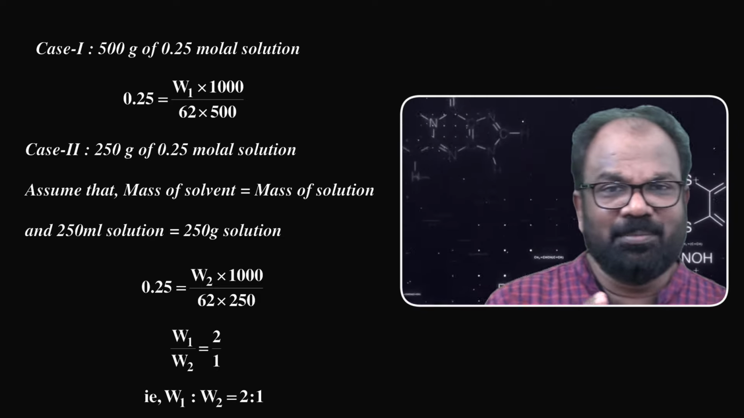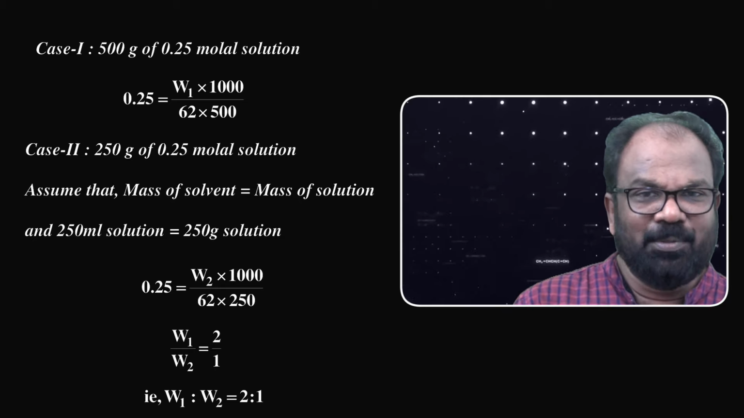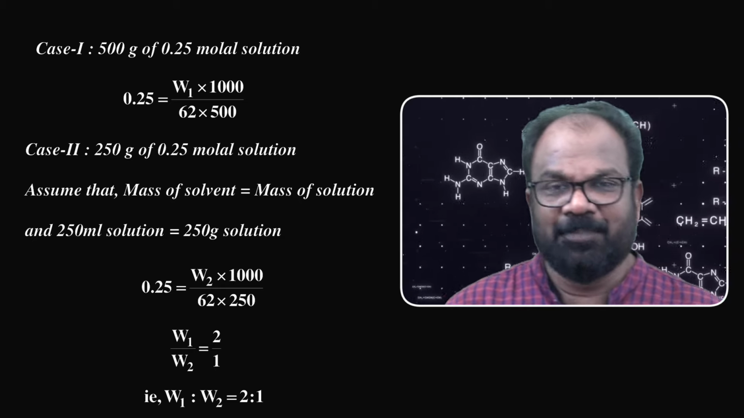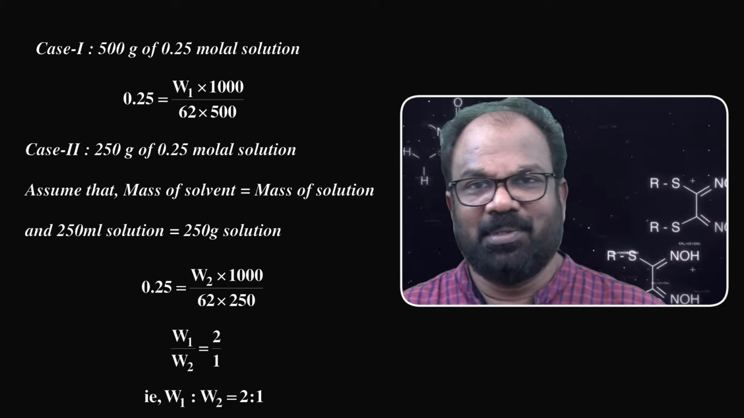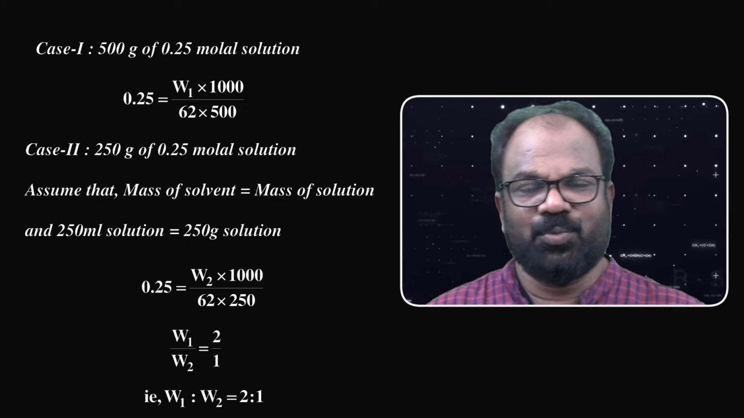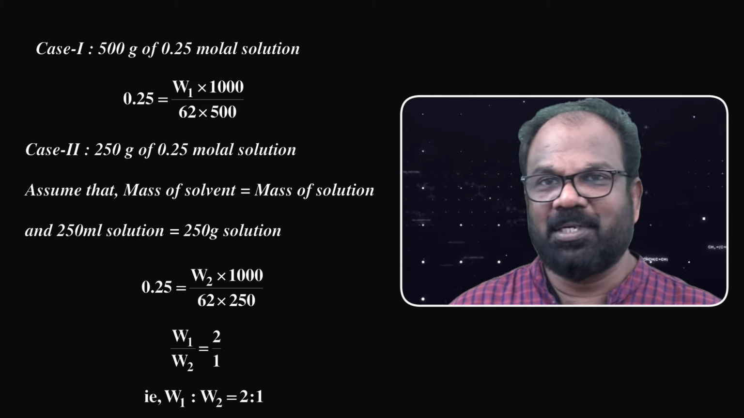Then divide equation number 1 by 2. We will get W1 by W2 is equal to 2 by 1. Therefore, W1 is to W2 is equal to 2:1. So here the answer is option number 4.